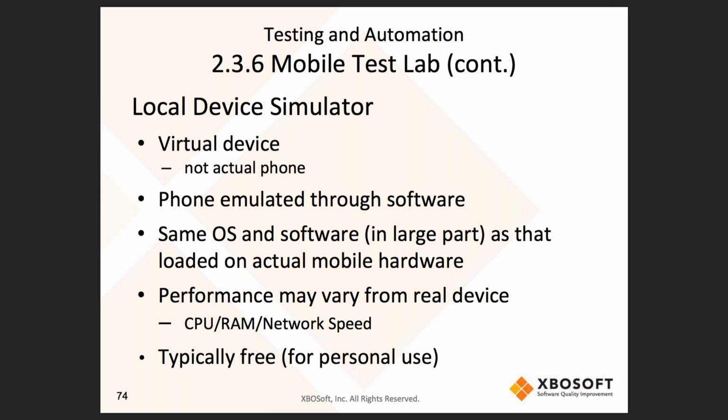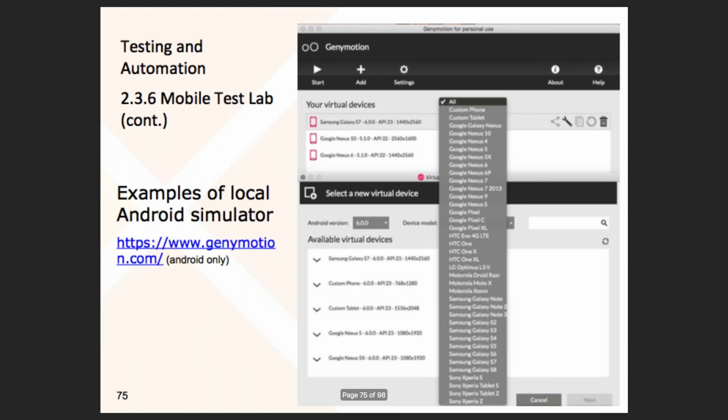And here's a good example from an Android automation test lab. These are simulators, and it's small writing, but it's just an example that a company called Genymotion provides these simulators for the Android devices, and you can see the long list of them from Google to Motorola, Samsung, Sony, and they're all available for download.